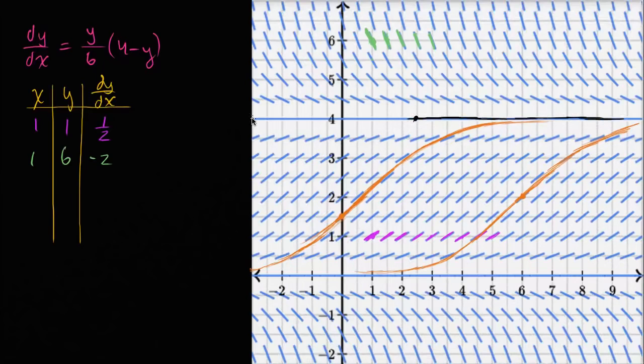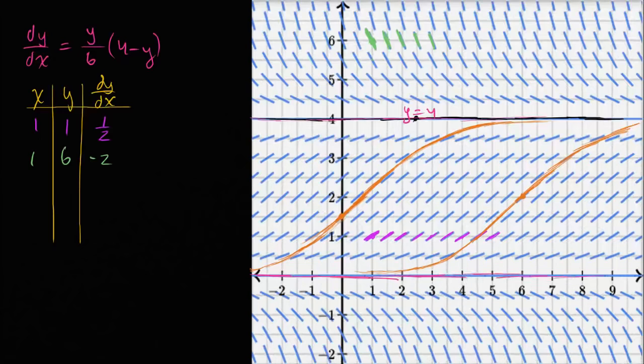So we actually already found that this is a solution to the differential equation. y is equal to 4 is a solution to this differential equation. You can verify that that is a solution. When y is equal to 4, this right-hand side is going to be 0, and the derivative is 0 for y is equal to 4. So that is a solution to the differential equation. And the same thing for y is equal to 0. That is also a solution to the differential equation.